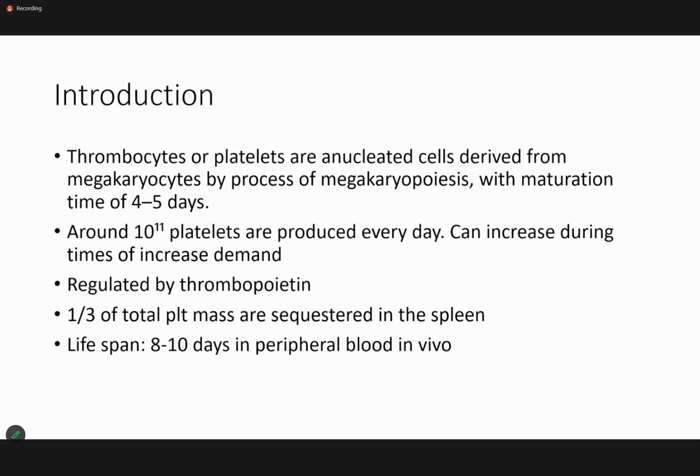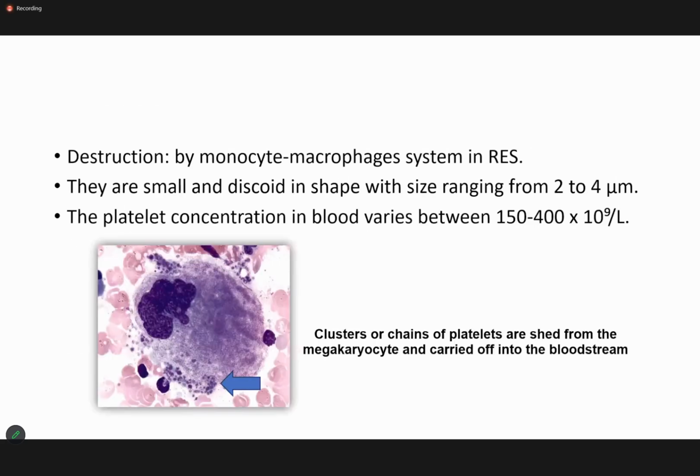Around one third of the total platelet mass is sequestrated in the spleen, with a lifespan of around 8 to 10 days in peripheral blood in vivo. Destruction of these platelets is basically by the monocyte macrophage system, in particular the reticuloendothelial system. During the resting phase, platelets are small and discoid in shape, with a size ranging from 2 to 4 micrometers. The platelet concentration in blood varies between 150 to 400 times 10 to the power of 9 per liter.